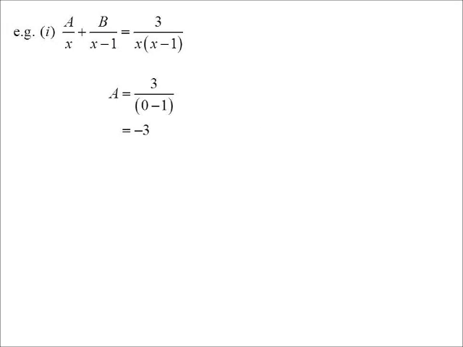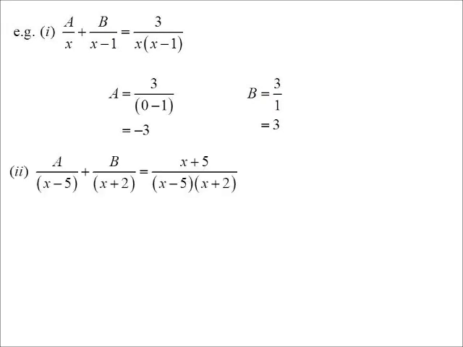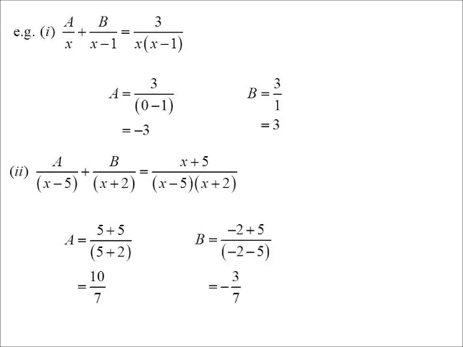Now I want b, so I could have covered up the x minus 1, but substitute 1 into it. 3 over 1, that's 3. There's our answer. What about the next one we looked at? Same idea. I'll cover up the x minus 5, sub 5 into it, and I get 10 over 7. To work out the b, I'll cover up the x plus 2, sub negative 2 into it, because remember it's x minus the value. So substitute negative 2 into it, and you get minus 3/7.